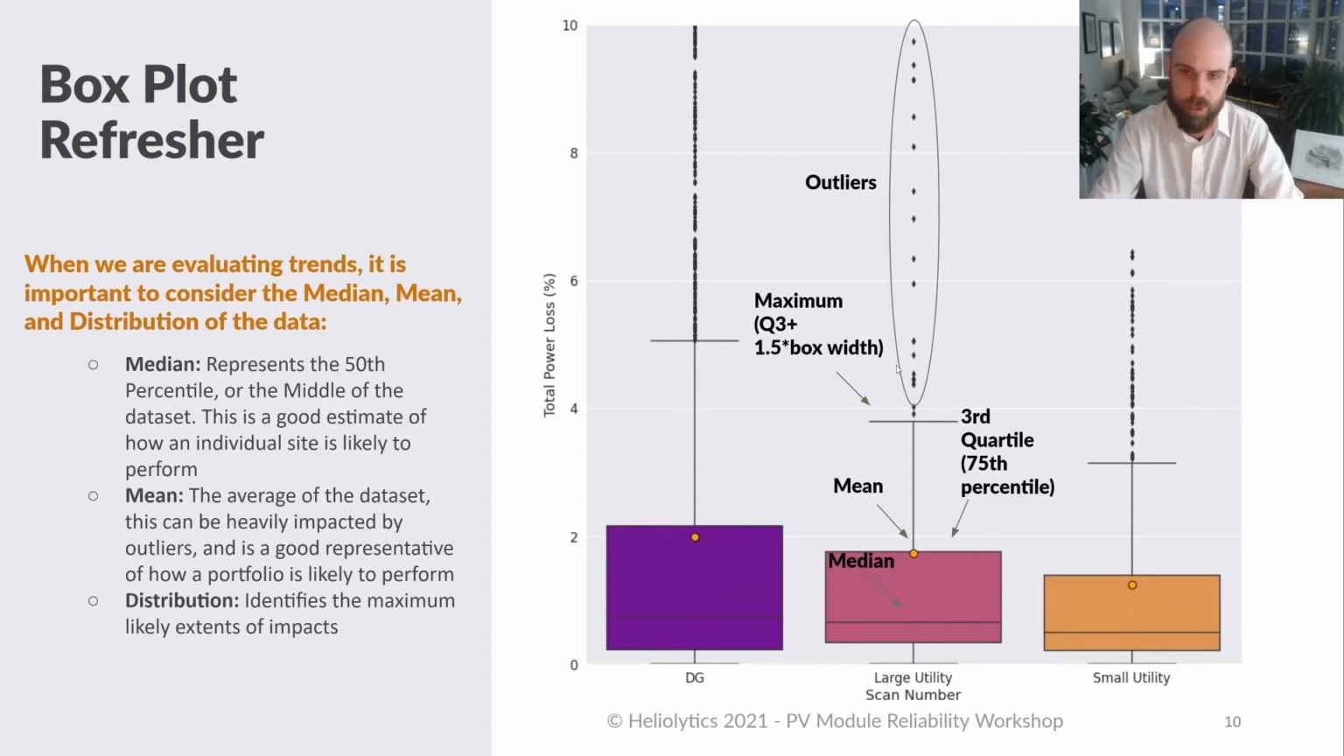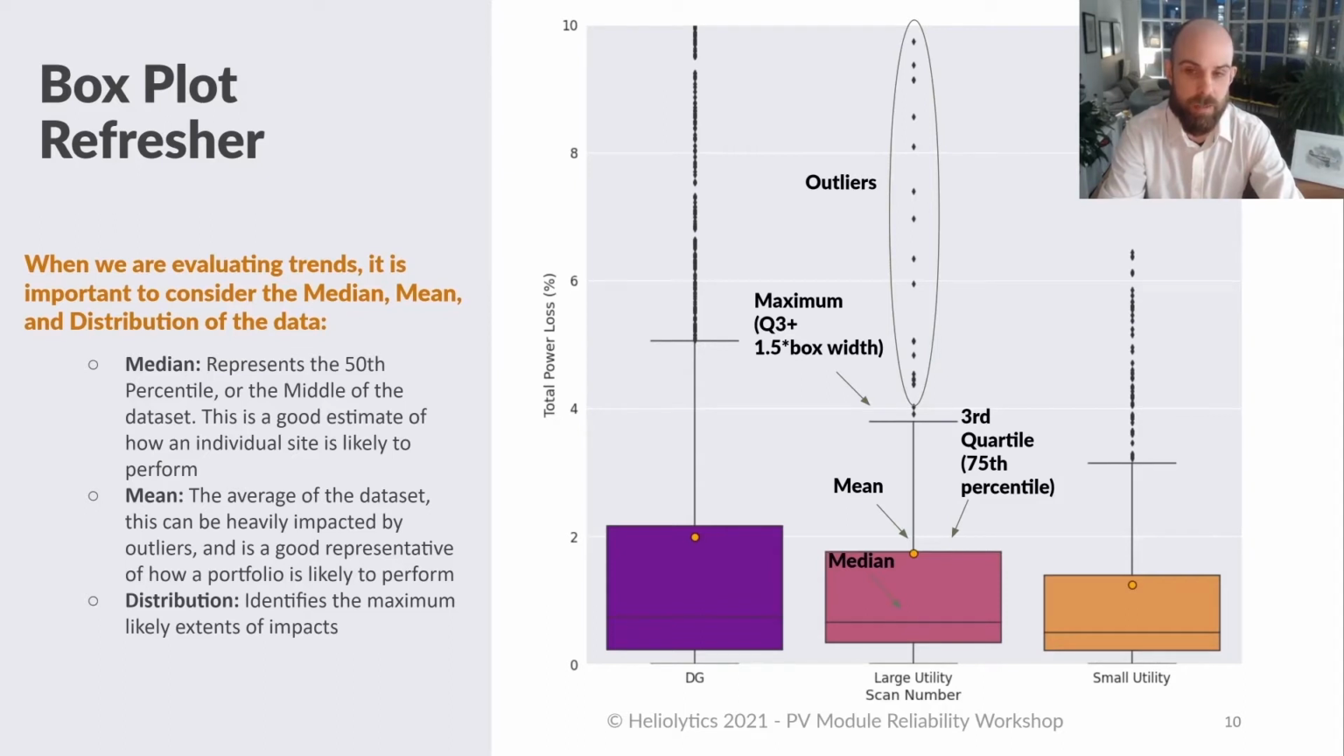The two stats that we're really going to pay a lot of attention to here are mean and median. The relationship between the two of those can actually tell us a lot about what's happening within a project and also within a portfolio. The median represents the 50th percentile. A site is equally likely to have a failure rate higher or lower than the median. A median is a good representation of how an individual site will perform or could be expected to perform.